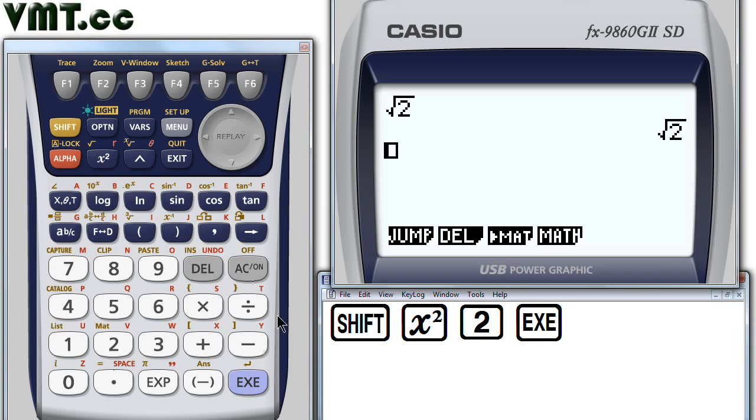Execute. The calculator produces an exact answer. If you want the approximate decimal representation, press the fraction decimal conversion key, even though it's not a fraction. And there it is.